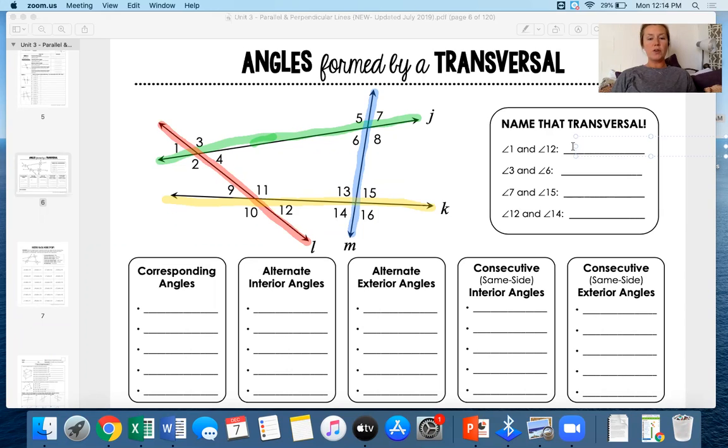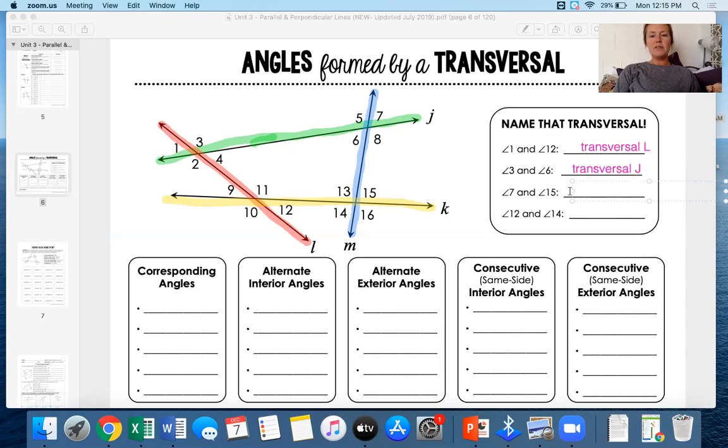Yeah, 1 and 12 are both on red, and if we follow the red all the way down, it's transversal L. So that's what we're doing right now. If we look at 3 and 6, what color are both 3 and 6 on? Green. So if we follow the green all the way down, it's on transversal what? J. Yep. This is the easiest way to do it.